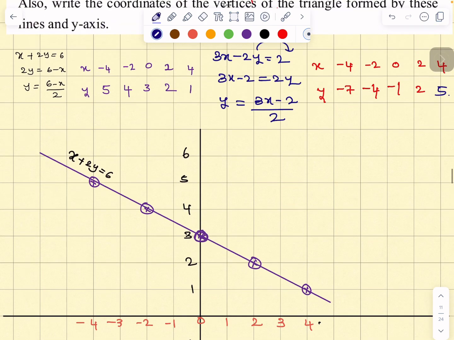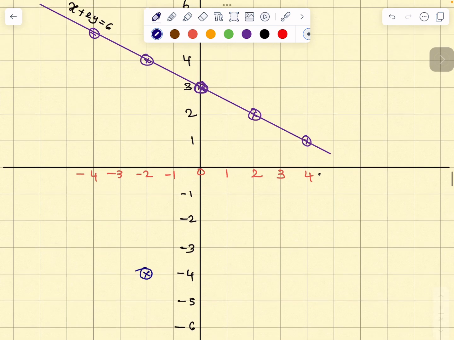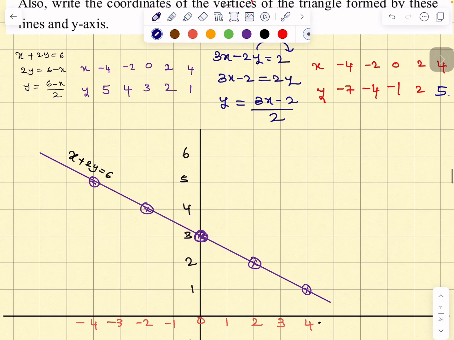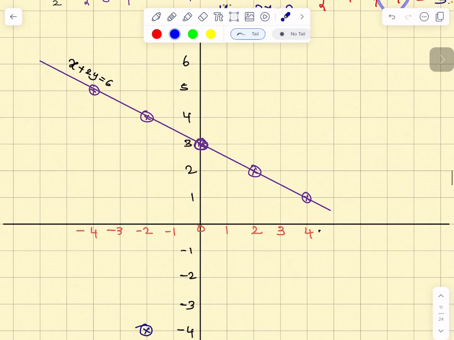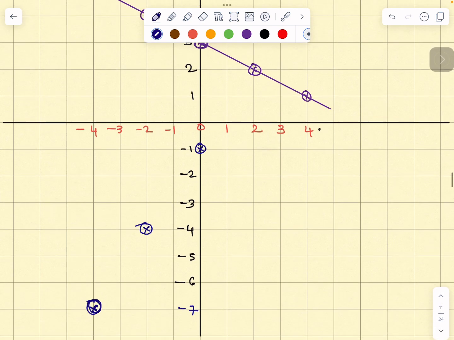Next one is when x value is -2 and y value is also -4. So x value is -2, y value is -4. This is the -2 comma -4 point. When x value is 0, what is the y value? Y value is -1. Okay, put a point here.